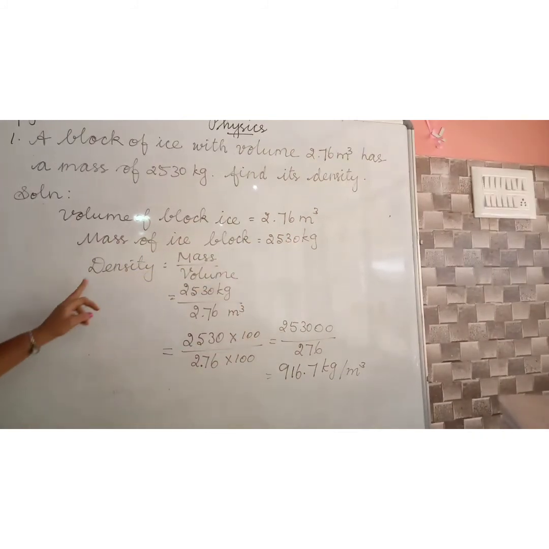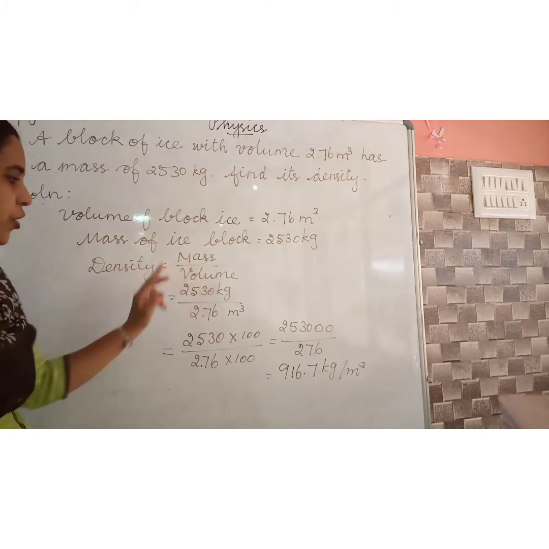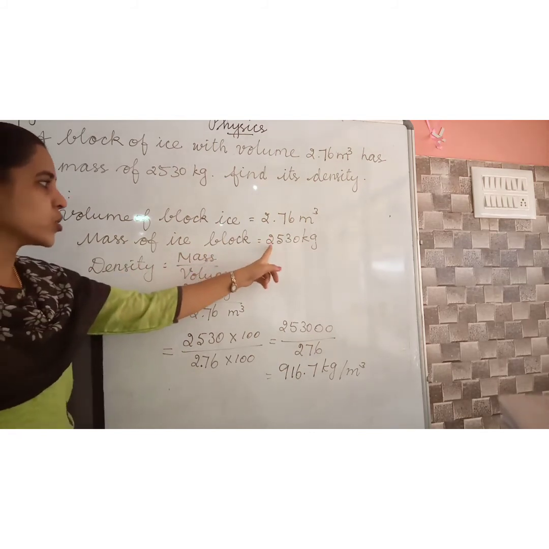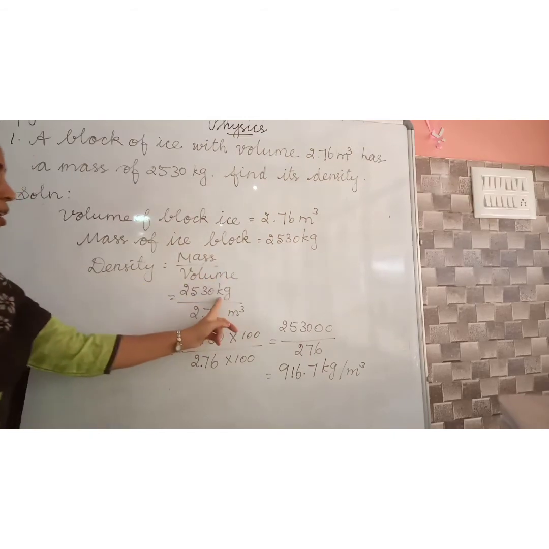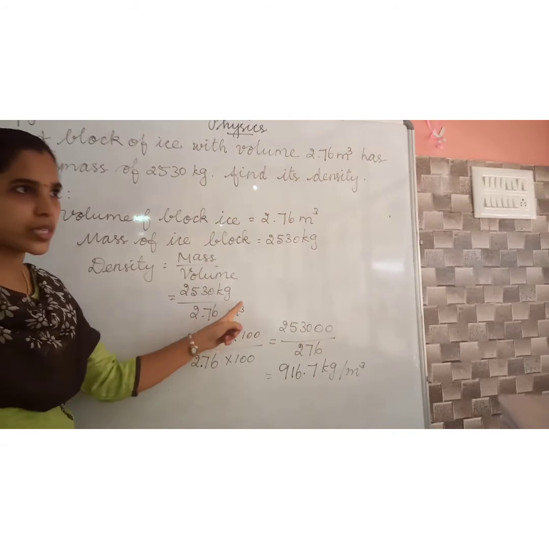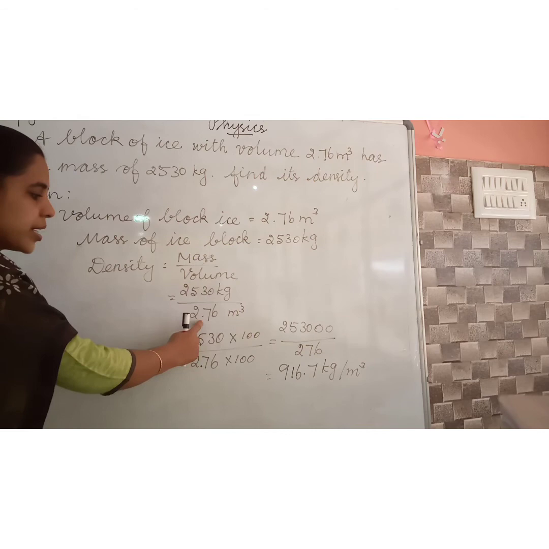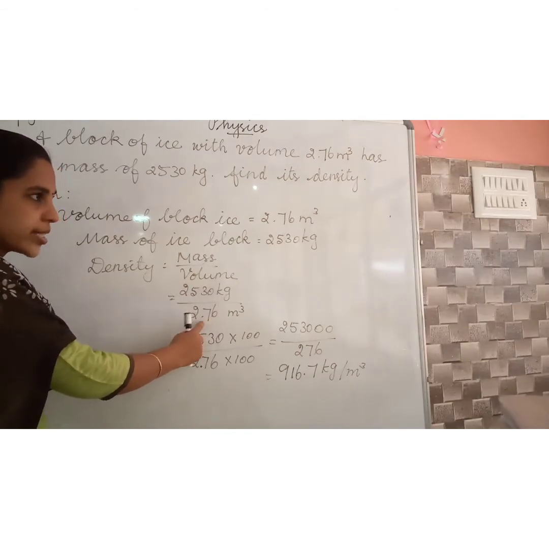2530 kilogram. Next, density. The formula for density is mass divided by volume. So, mass is 2530 kilogram divided by volume 2.76 meter cube, which is equal to... see here, a decimal number. We have to change this decimal.